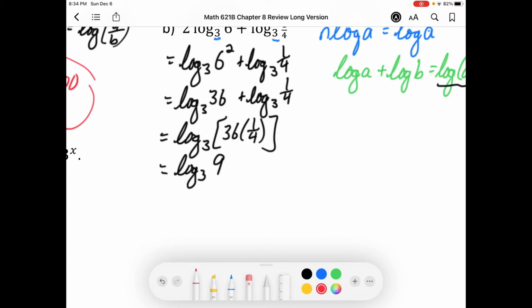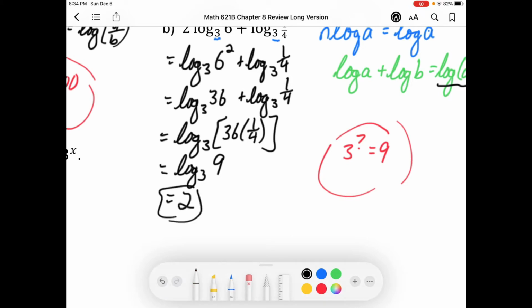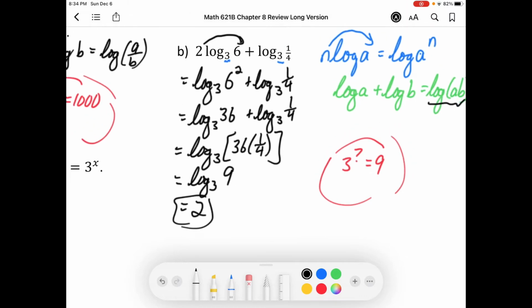And now let's go to dreamland. It's saying 3 to the power of what gives us 9? And the answer to that is 2. So this whole expression was just secretly saying 2.